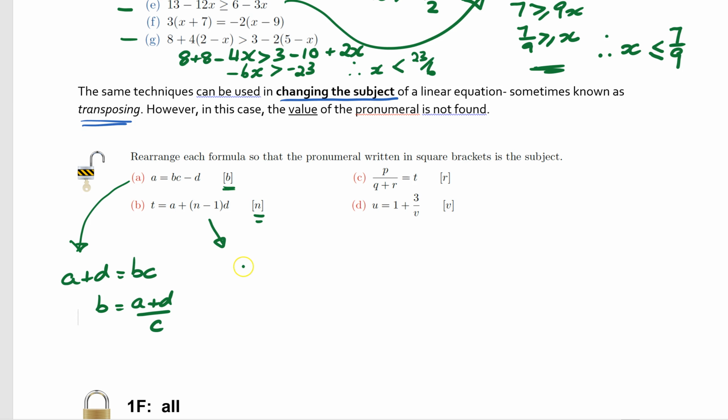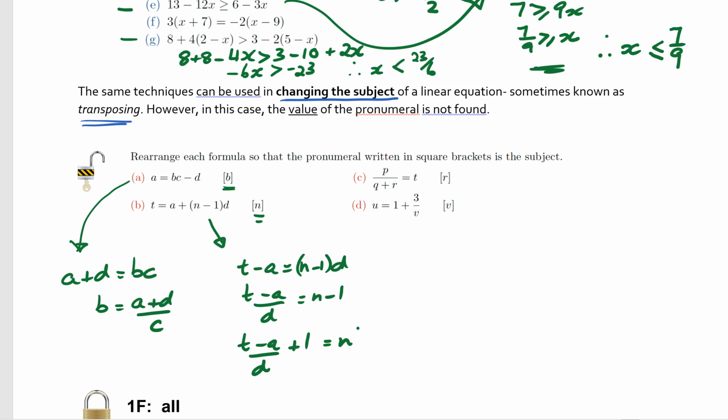Now example B, we wanted n to be the subject, and n is stuck inside those brackets. So if I successively get rid of material, I'll get rid of the a first, so t minus a equals n minus 1 in brackets times d. Then I'll get rid of the d, t minus a on d equals n minus 1, and then I'll get rid of the 1. So t minus a on d plus 1 equals n.